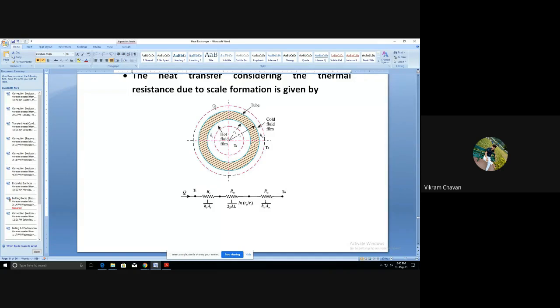Also, the fluid is flowing over that particular tube, and there are chances of formation of deposits or scales on the outer surface of the tube. That also provides resistance for the heat transfer from the tube surface to the external fluid. So in that case also we have to consider the external surface scaling resistance.